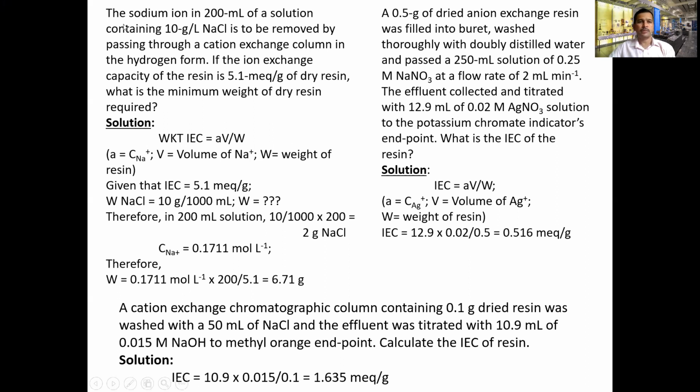In the first problem, you concentrate on the left half. The sodium ion in 200 ml of a solution containing 10 gram per liter NaCl is to be removed by passing through a cation exchange column in the hydrogen form. If the ion exchange capacity of the resin is 5.1 milliequivalents per gram of dry resin, what is the minimum weight of dry resin required? So in the column, cation exchange resin was taken, which was in the hydrogen form, which is suitable for the separation of cations.